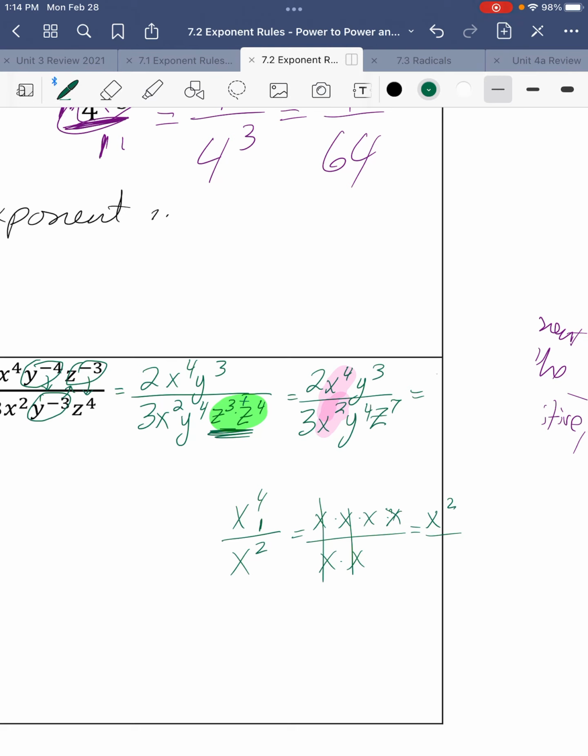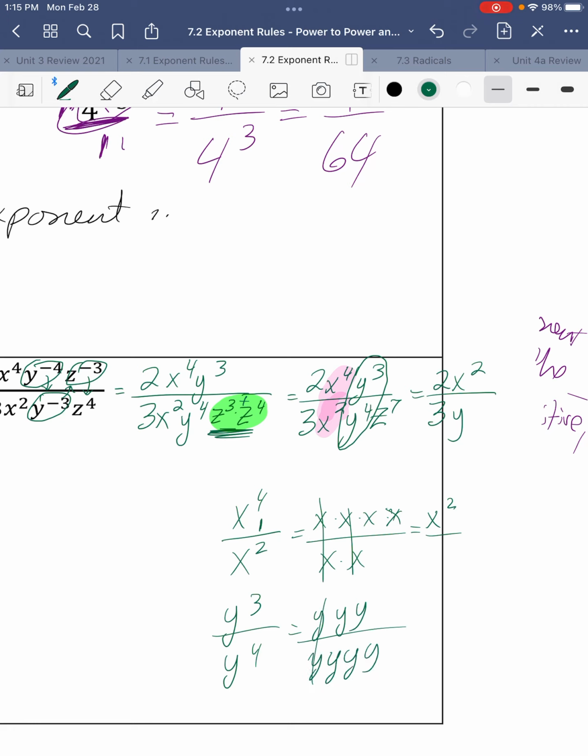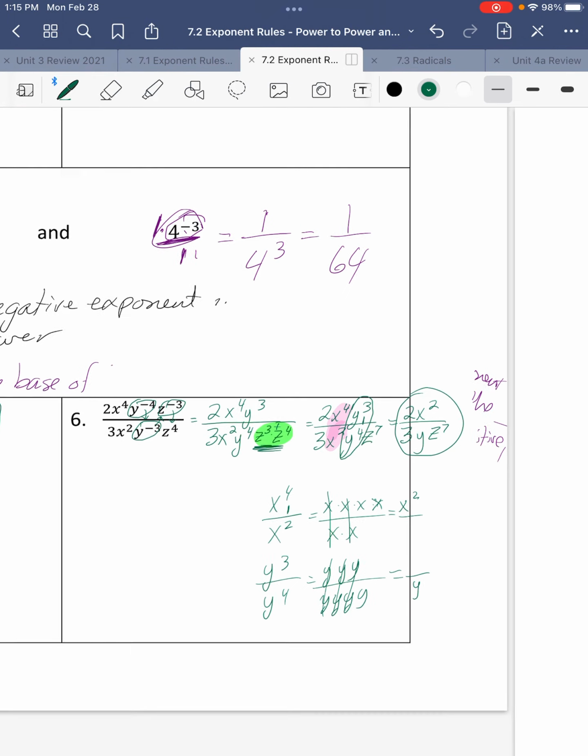So 2/3 can't be reduced. We know there's going to be 2x squared. What are we going to do with this y to the fourth and y to the third? Well, there's going to be a y left in the denominator. If you don't believe me, write it out. There'll be 3 y's in the numerator, 4 in the denominator. And you're left with 1 y in the denominator. Or you could have subtracted your exponents. 4 minus 3 is 1, so this is y to the first. And then z, there's no other z's, so that z to the seventh stays in the denominator. There's your final answer.